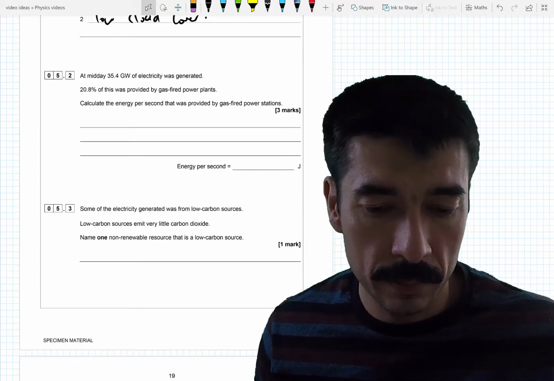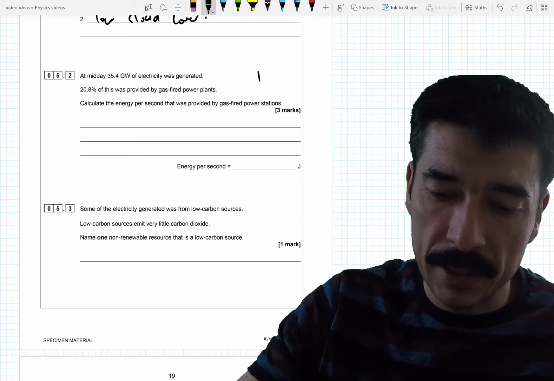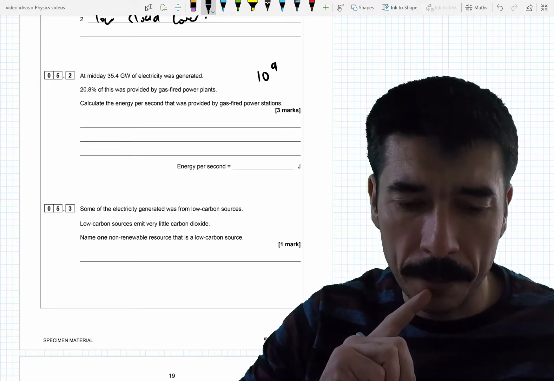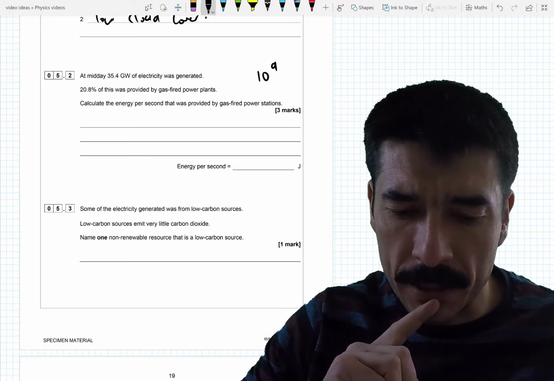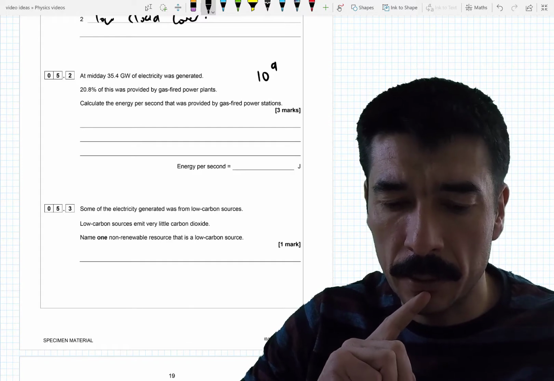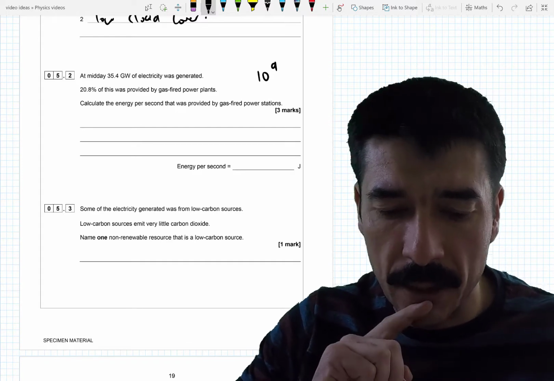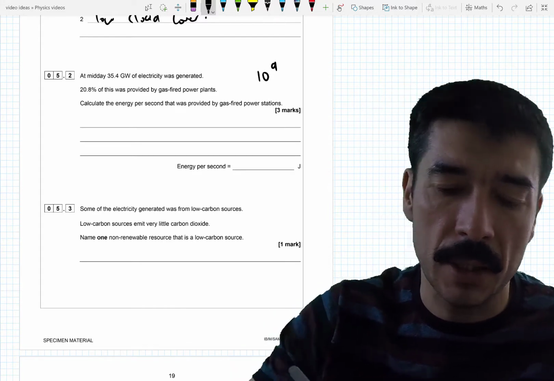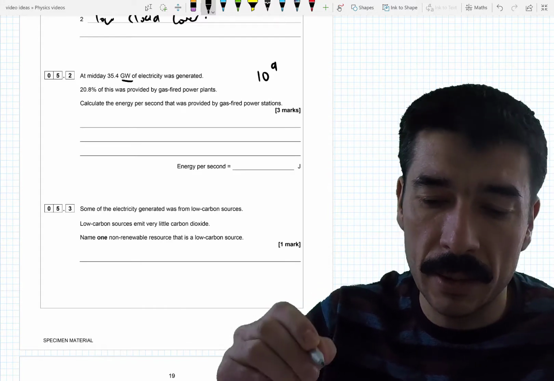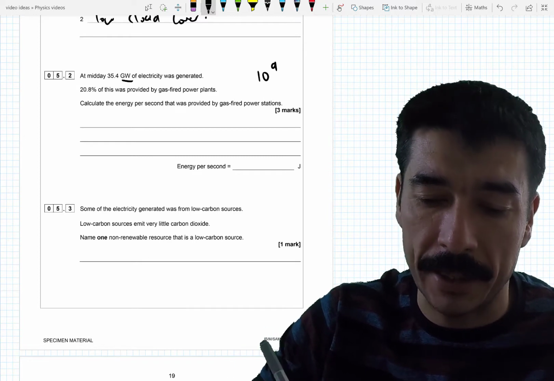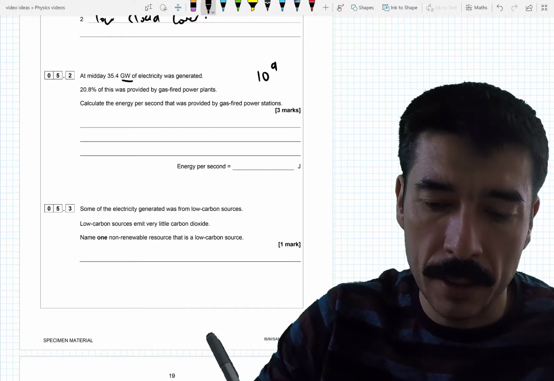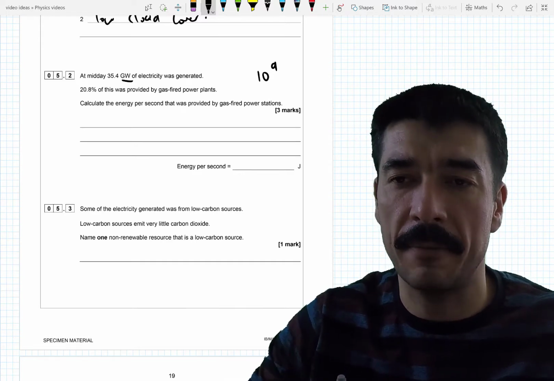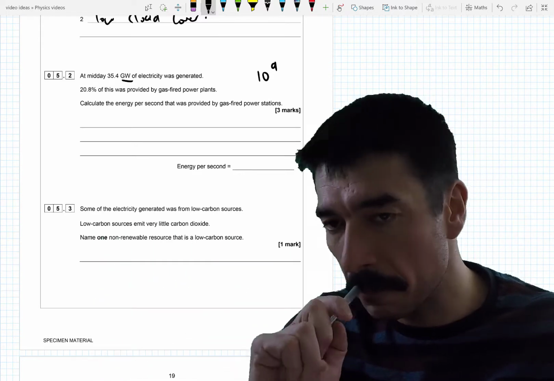35.4 gigawatts was generated. Giga is times 10 to the power of 9. That's a big number. 20.8% of this was provided by gas-fired power plants. Calculate the energy per second that was provided by gas-fired power stations. Well, this is watts, so it's 10 to the 9 joules per second. So I just need to get 20.8% of that value and express it in joules.